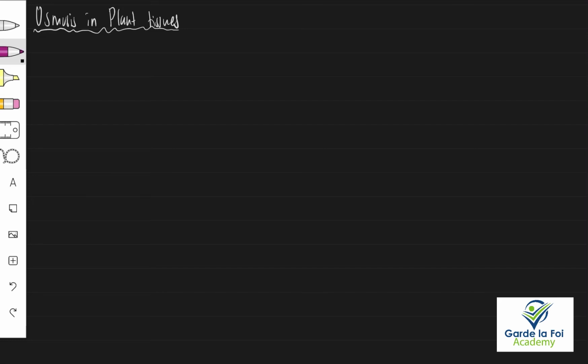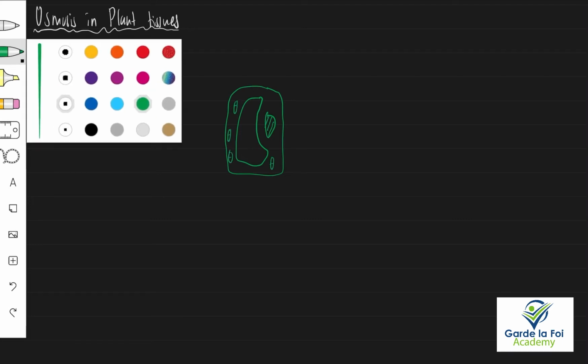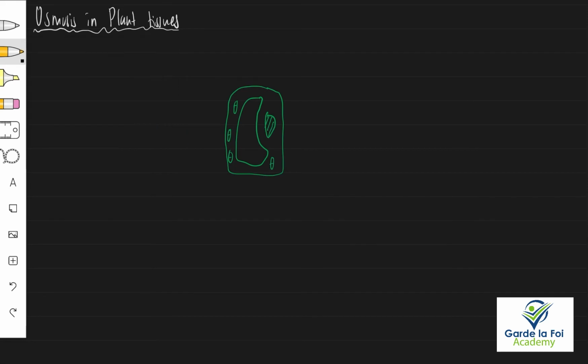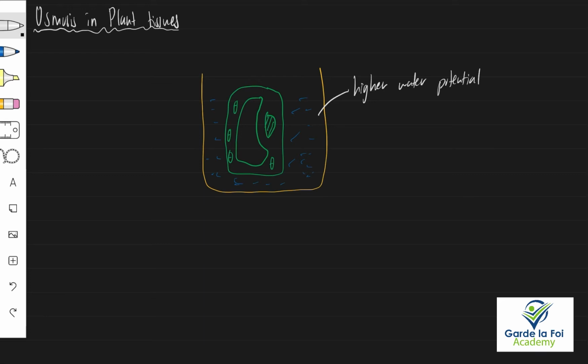So first of all, I'm going to have my plant cell here. In this plant cell, I'm going to put it in a beaker with a solution. This solution has a higher water potential than the cell. So what's going to happen?